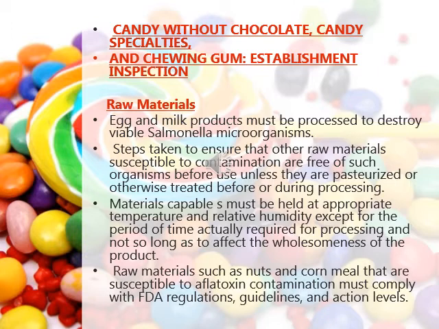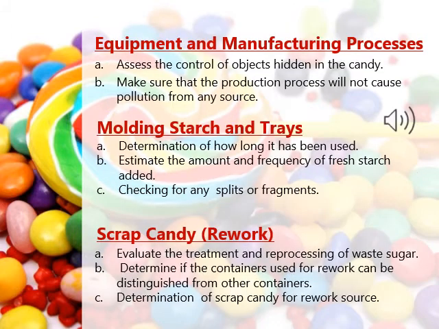3, materials must be held at appropriate temperature and relative humidity, except for the period of time actually required for processing, and not so long as to affect the wholesomeness of the product. Raw materials such as nuts and cornmeal that are susceptible to aflatoxin contamination must comply with FDA regulations, guidelines, and action levels. Equipment and manufacturing process.